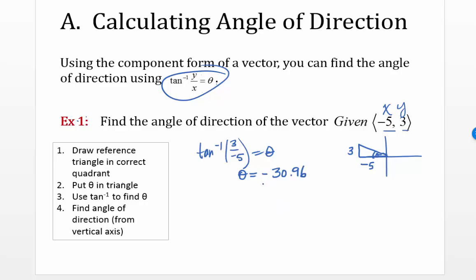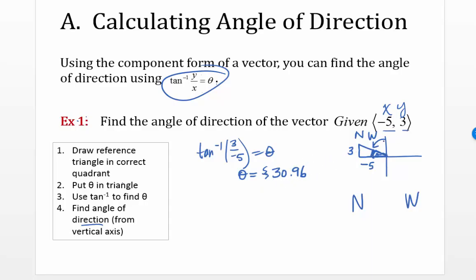Now, what you're going to do when you get your theta is throw out any negatives. We don't really care about the negatives because that's really just measuring this angle right here. But remember, you want to give the angle of direction. So think about where you are in your quadrants. You are in the northwest quadrant, so I know my answer is going to have north and west on it. But remember, the angle has to come from the vertical. So really, this whole quadrant is 90 degrees worth of angle, isn't it?